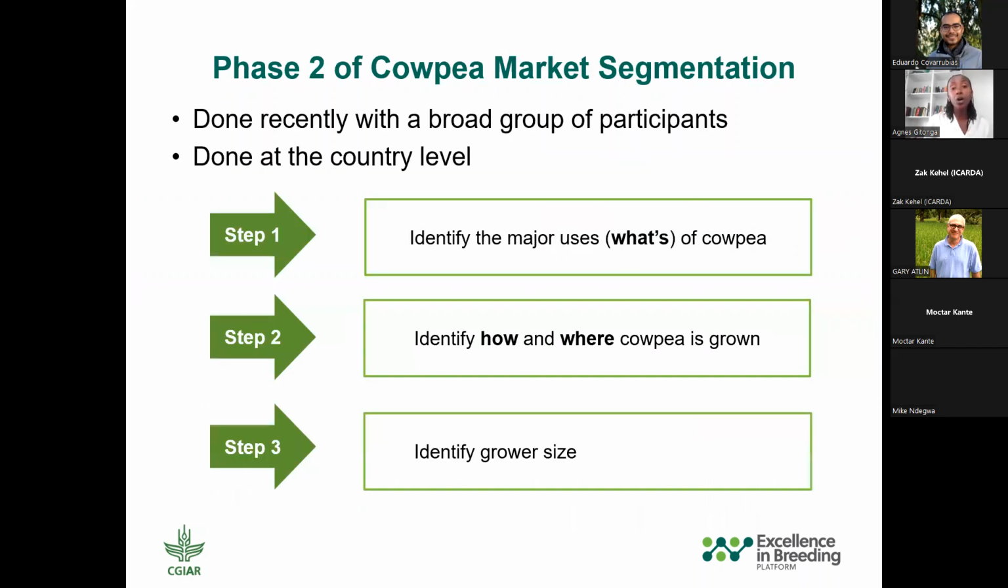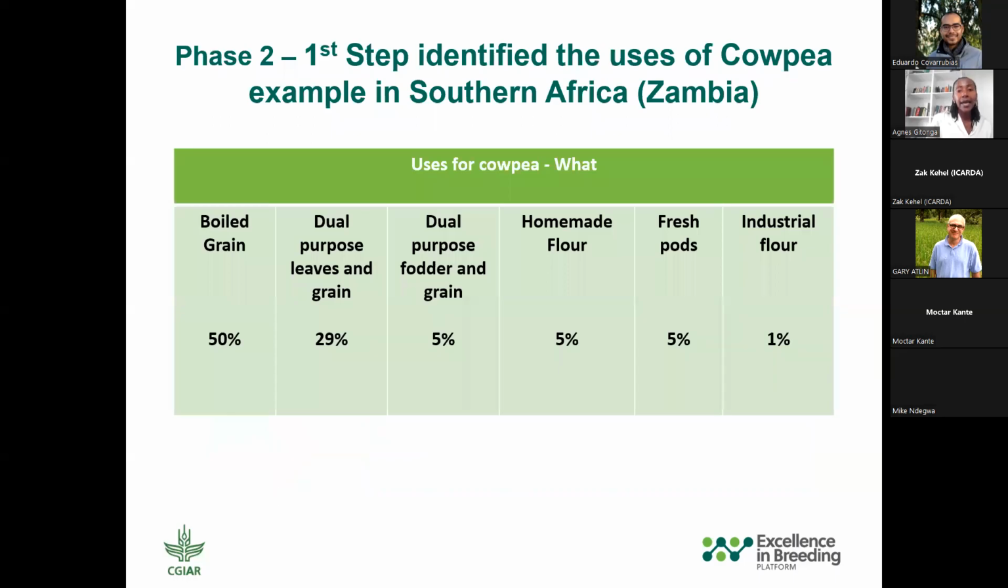So what did we do? We looked at several steps. What is the crop used for? How is the crop grown, and where is the crop grown, and also to identify the grower sizes. And based on the discussions we had with the team, these are the various uses of cowpea that were identified. And basically, when you look at this, you can see where to prioritize and where not to prioritize.